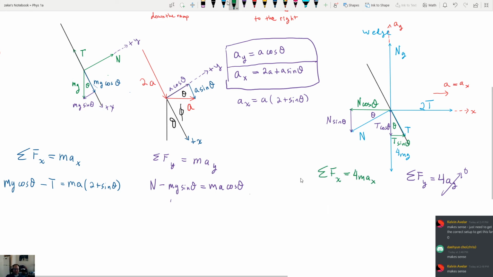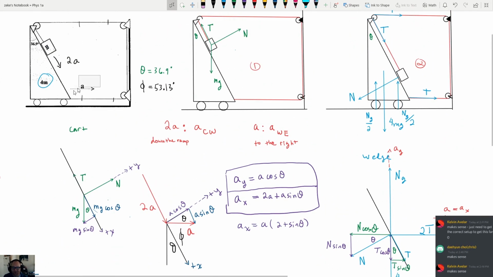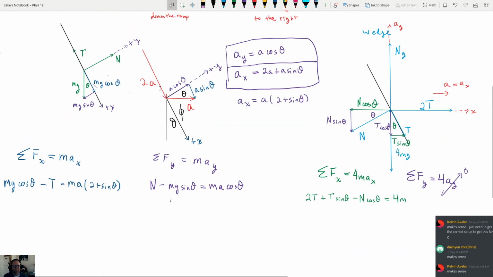Coming over to the wedge, in the x direction, what we have is 2T to the right, plus T sine theta, minus N cos theta, is all equal to 4 times m. And then the acceleration in the x direction, going back to our original picture, remember that the acceleration of the cart was the one we're trying to find, or the wedge. The acceleration of the wedge is a, right? So it's 4ma right here.